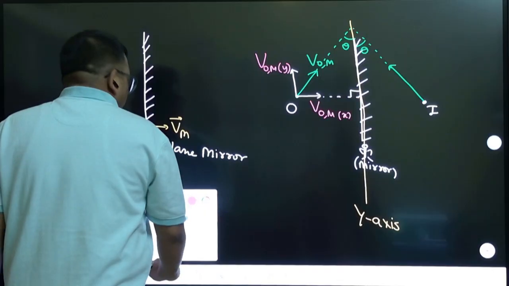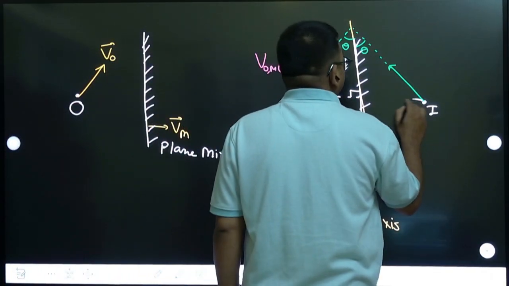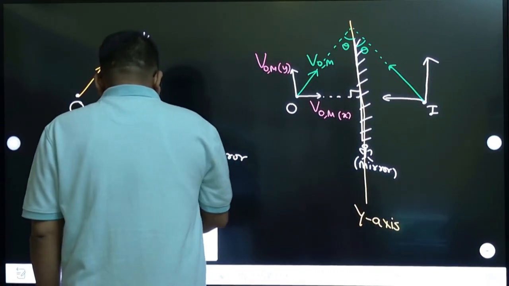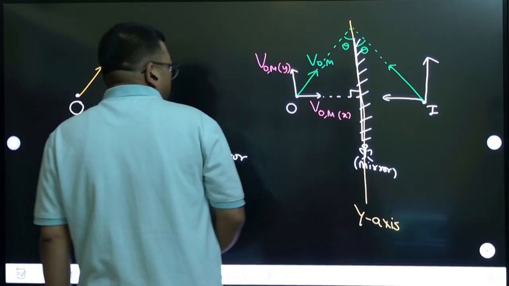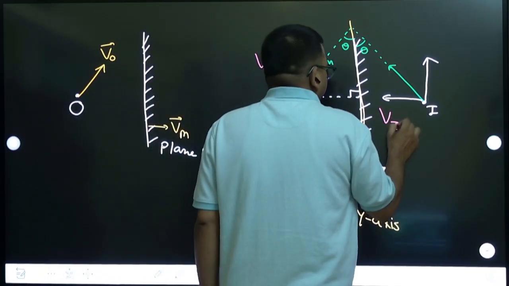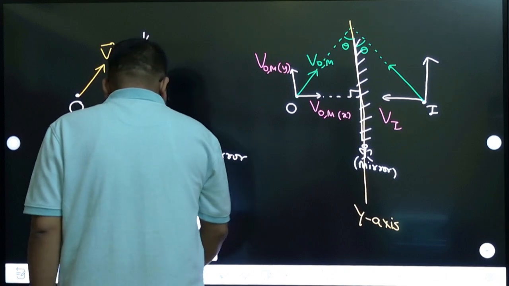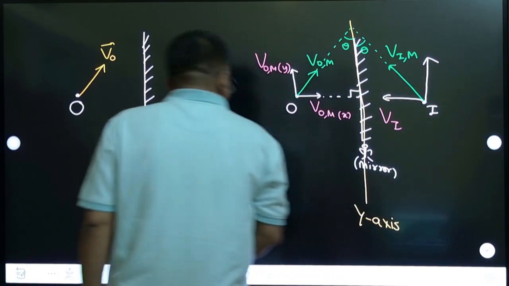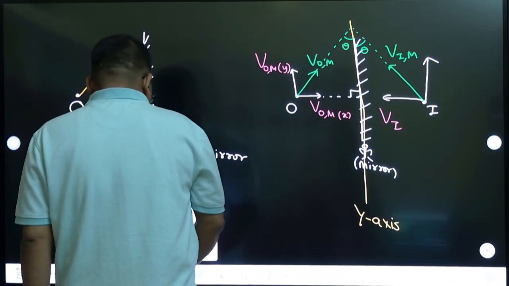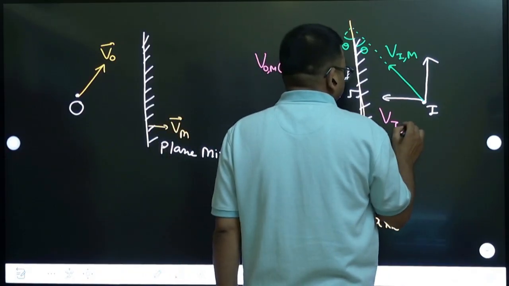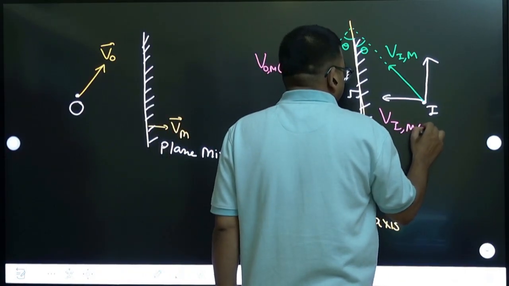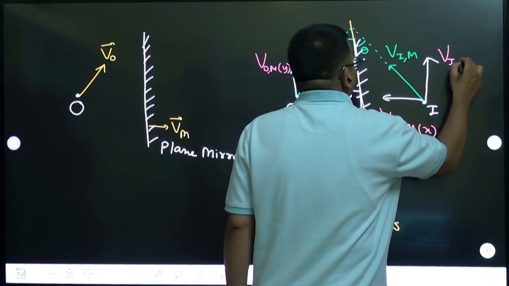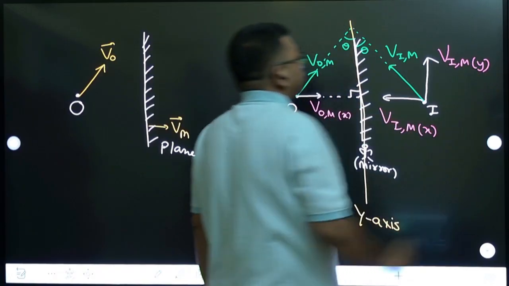So now let us also resolve this. When we resolve it, it will also have two components. This is the velocity of image with respect to mirror, and this is the x component. Similarly, this is the velocity of image with respect to mirror, and this is the y component.